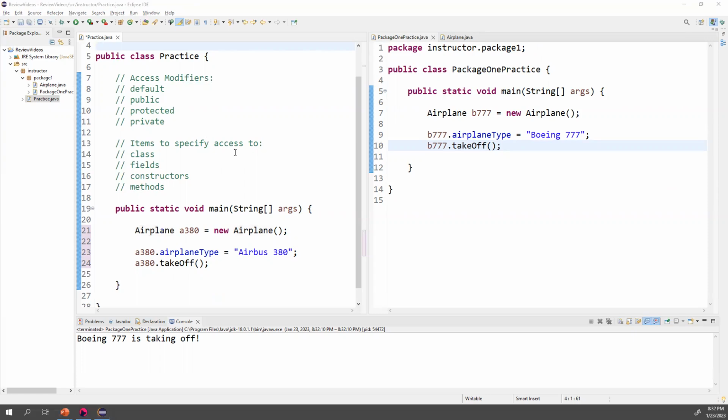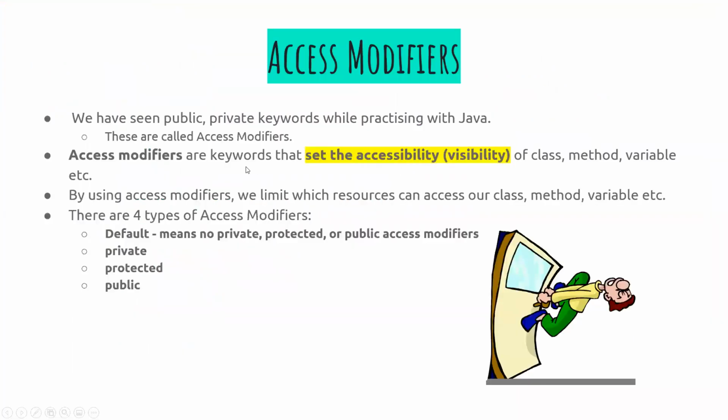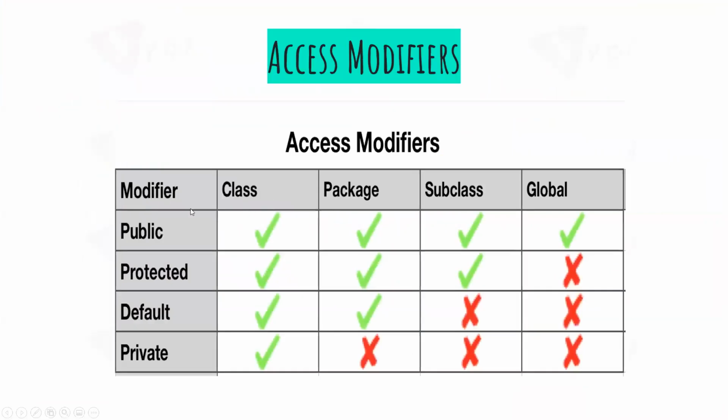The first thing I'm going to talk about is the public access modifier, because this is the one that we have seen before. It's the most straightforward. Public basically says you can access anything anywhere. So you can access at the class level, you can access at the package level, you can access at the subclass level, and you can access in the global domain level.